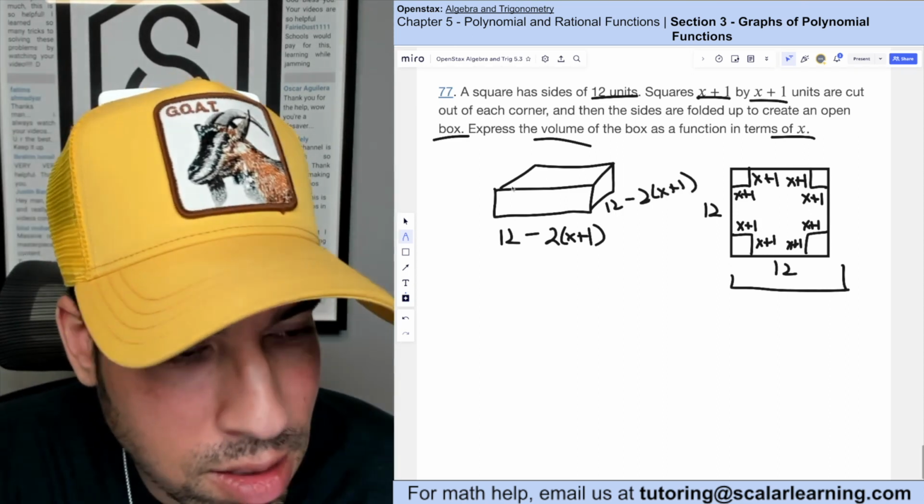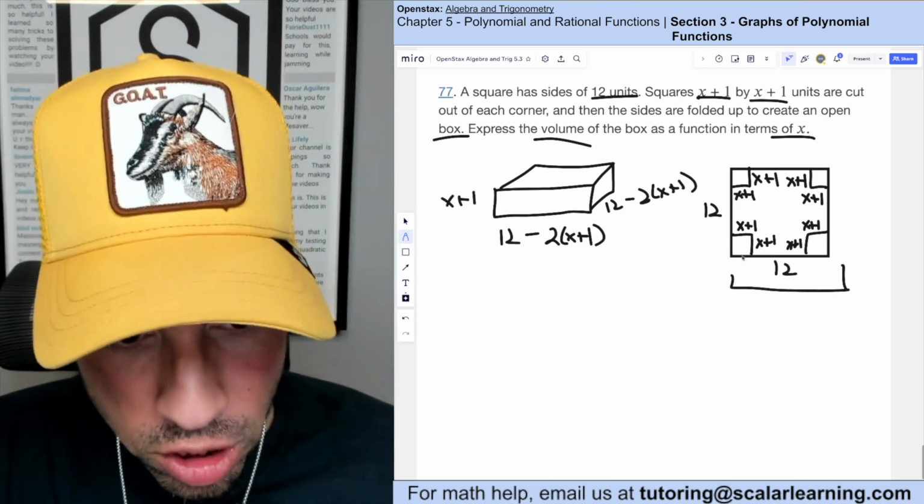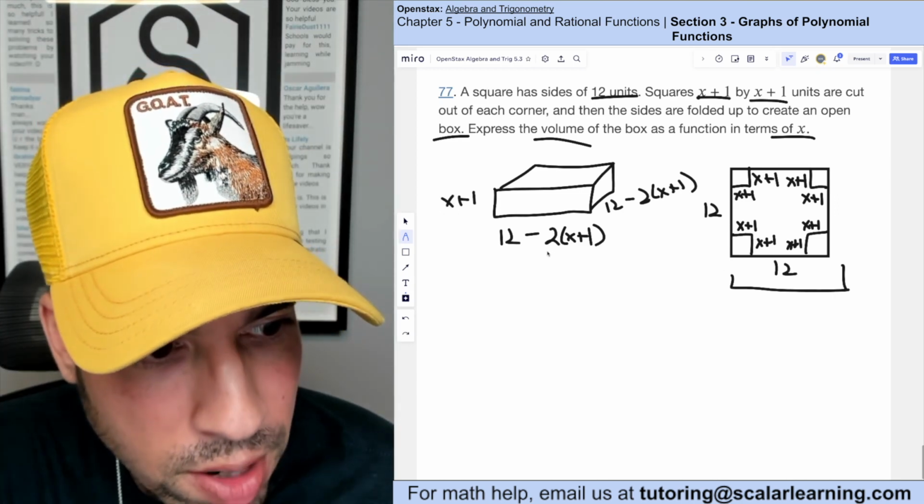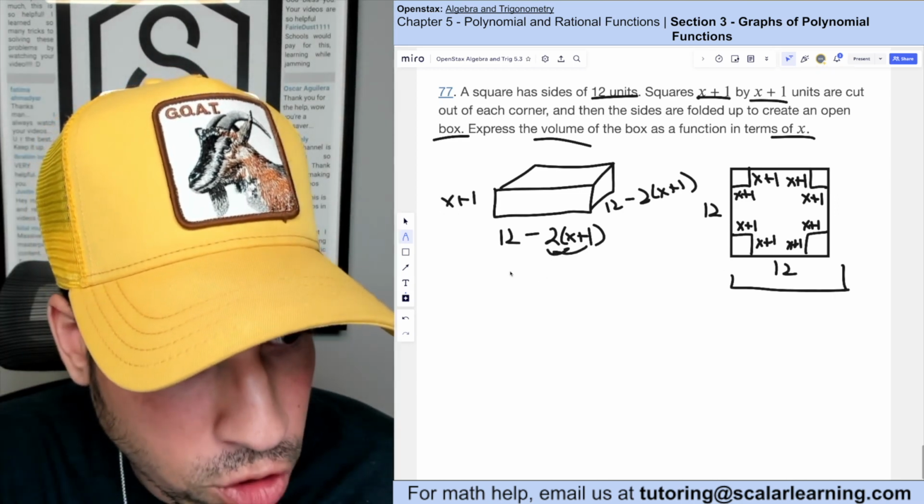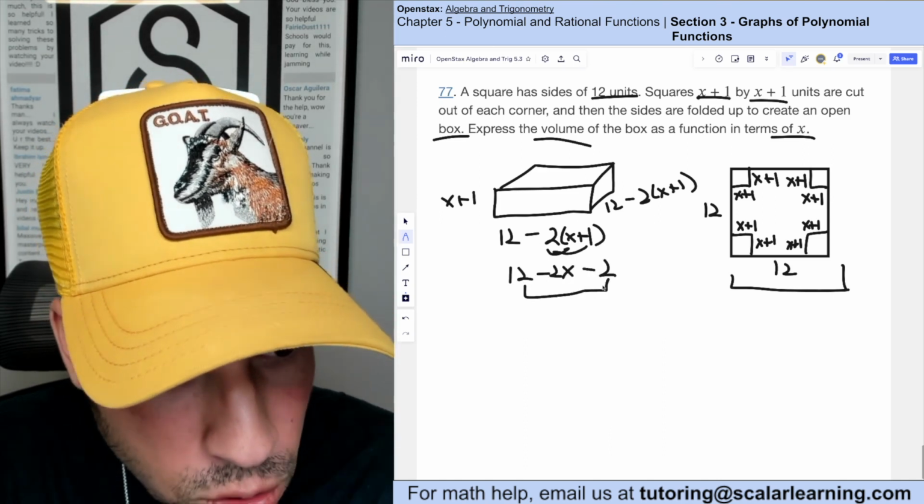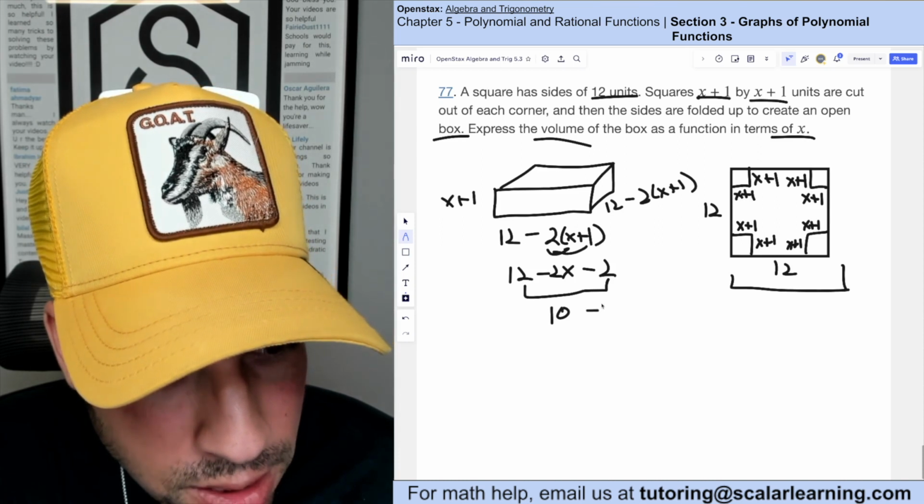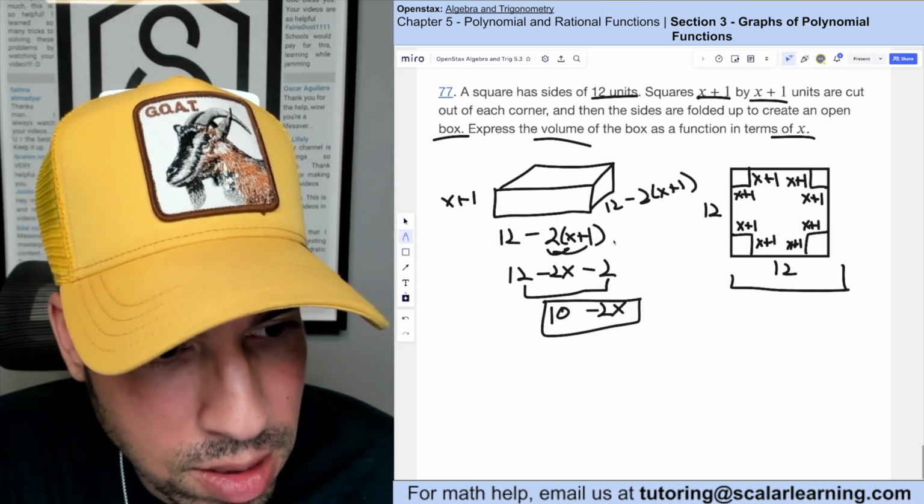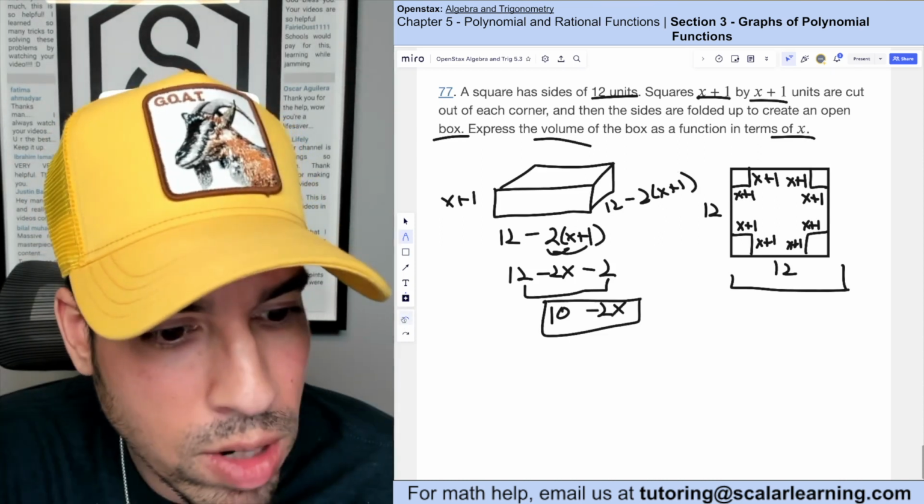And then the height is this nice x plus 1 because it's just this length here. Now to simplify this, we're going to distribute and combine like terms. So it's 12 minus 2x minus 2. Combining those gives me 10 minus 2x. And again, this is going to be the same as this when you simplify it. So now let's get the volume.